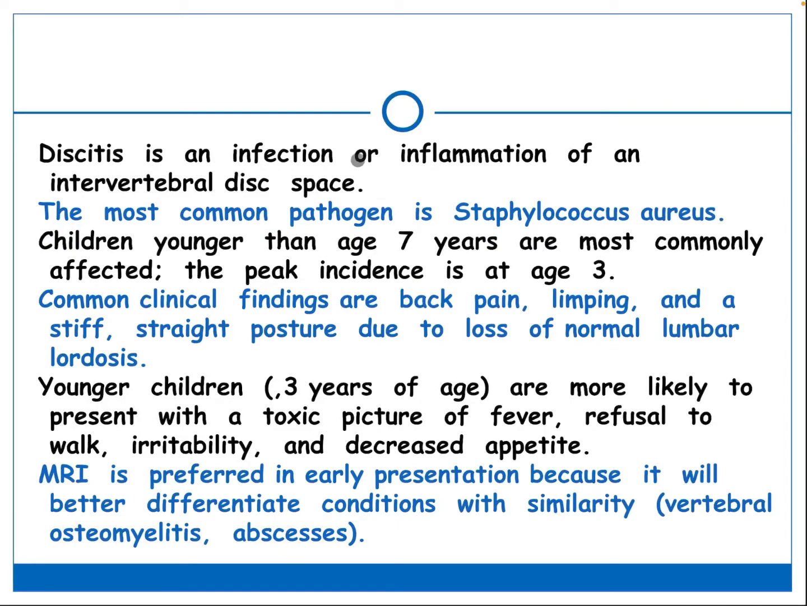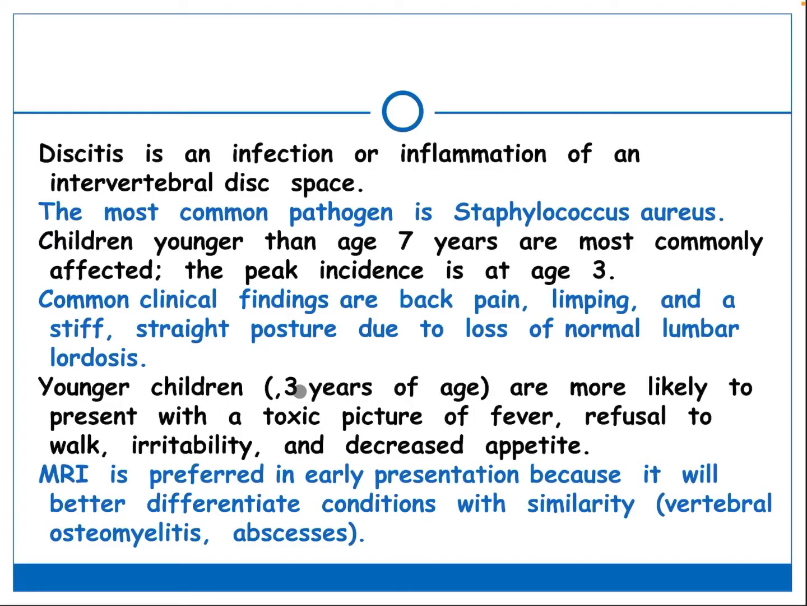Discitis is an infection or inflammation of an intervertebral disc space. The most common pathogen is Staphylococcus aureus. Children younger than age 7 years are most commonly affected. The peak incidence is 3 years. Common clinical findings are back pain, limping, and shifted stride posture due to loss of normal lumbar lordosis.